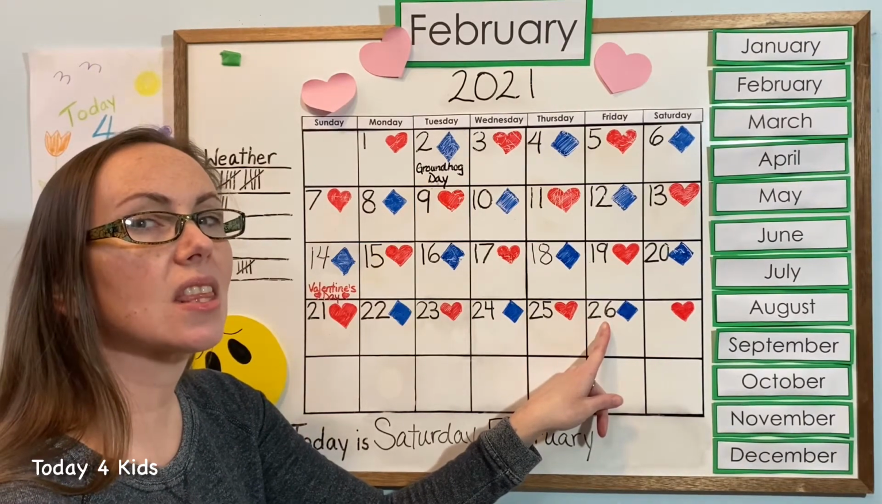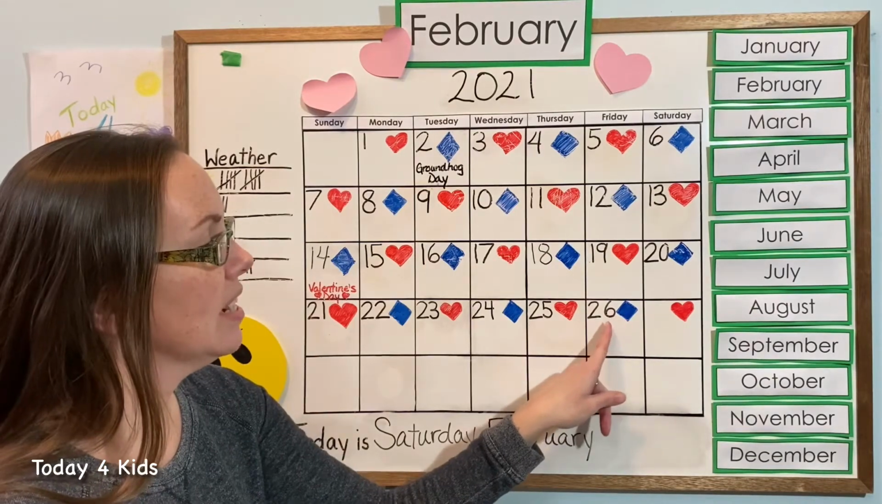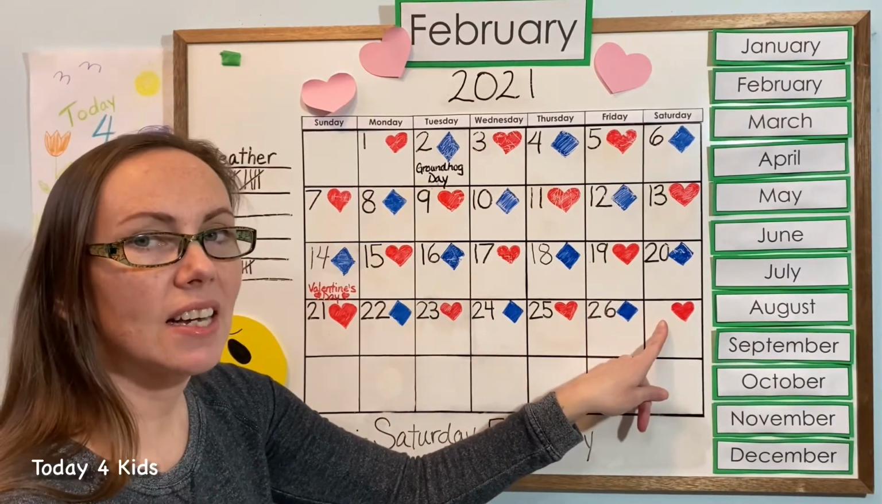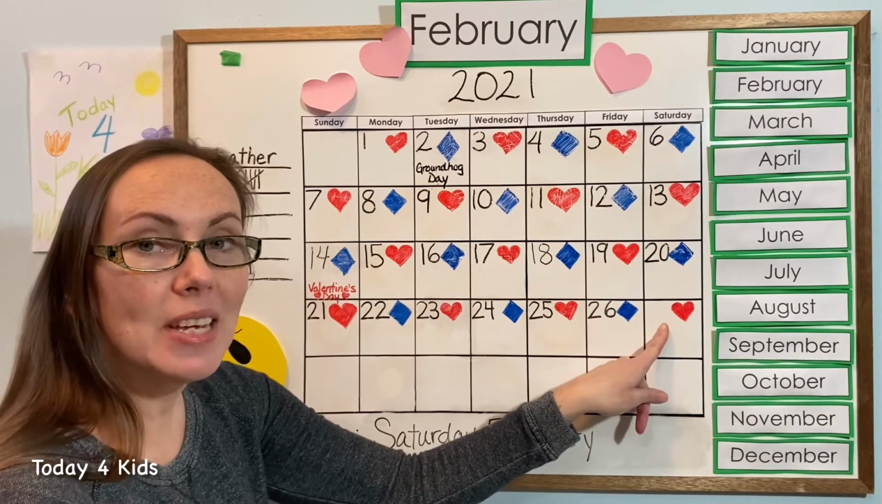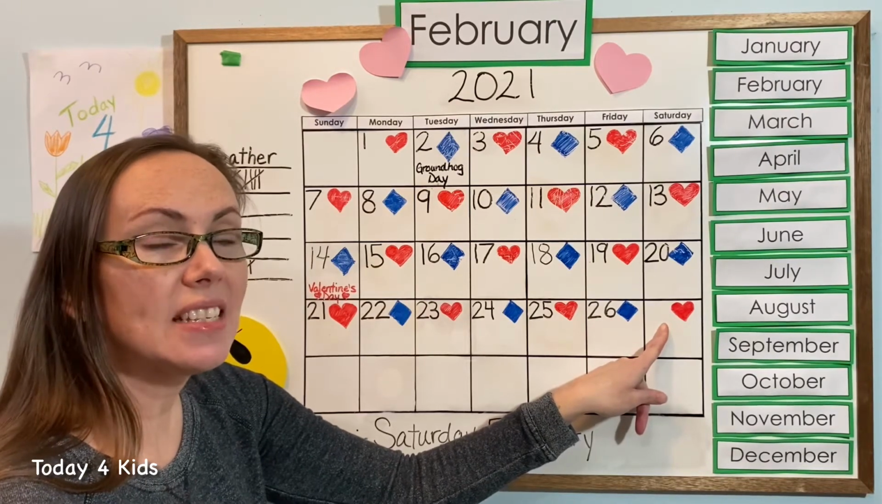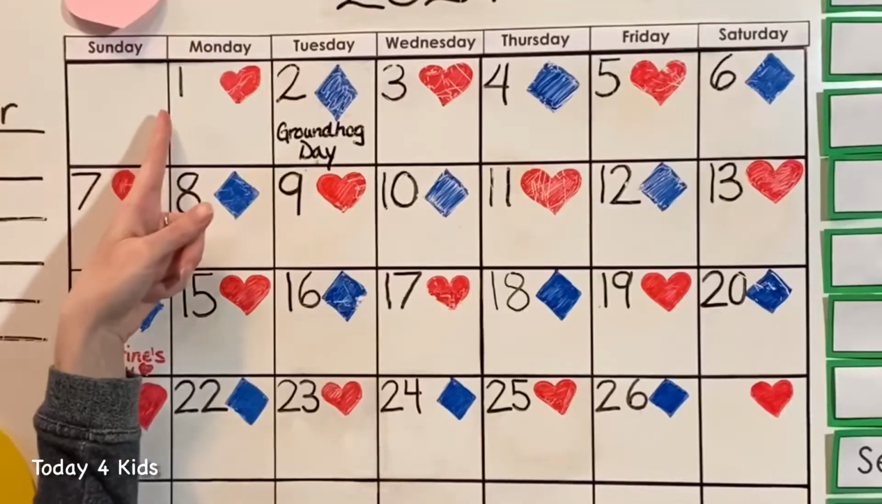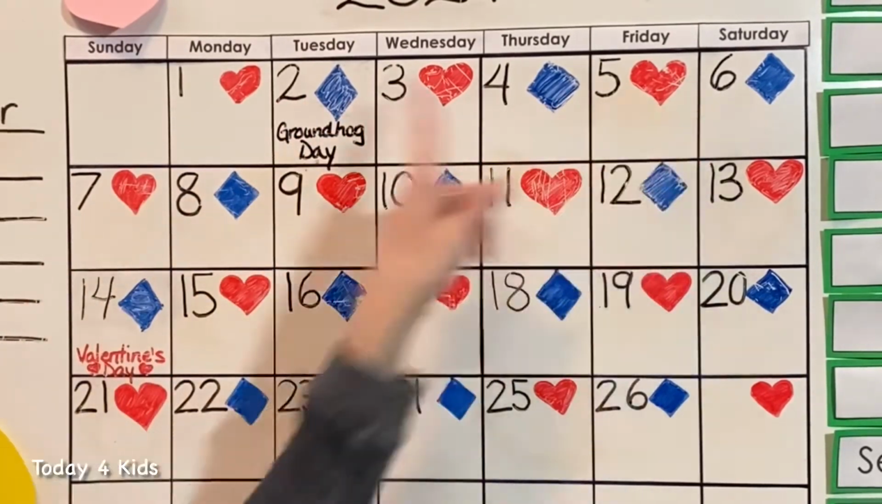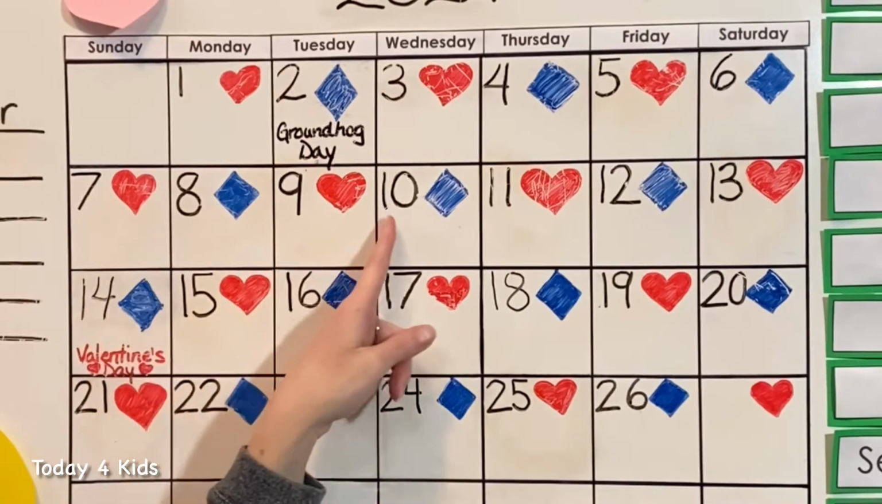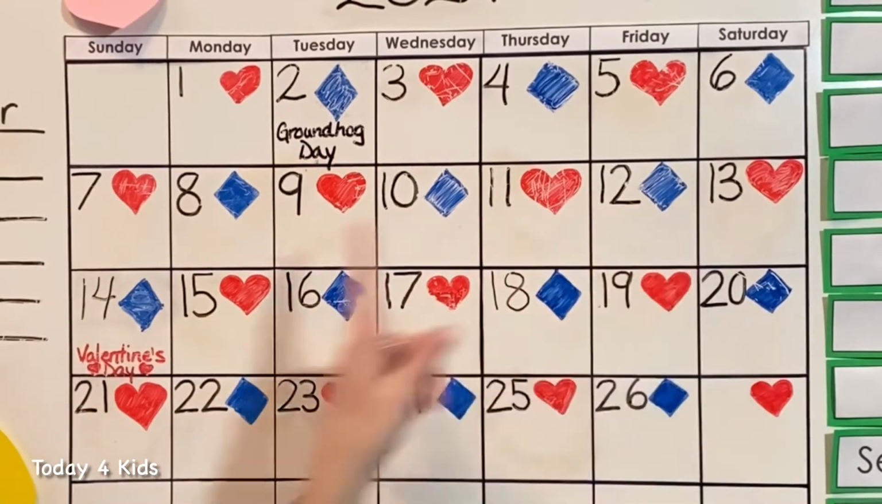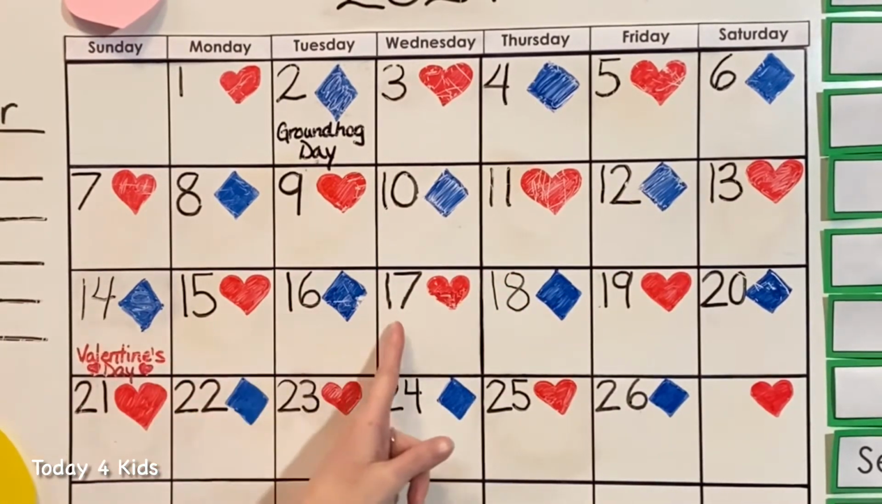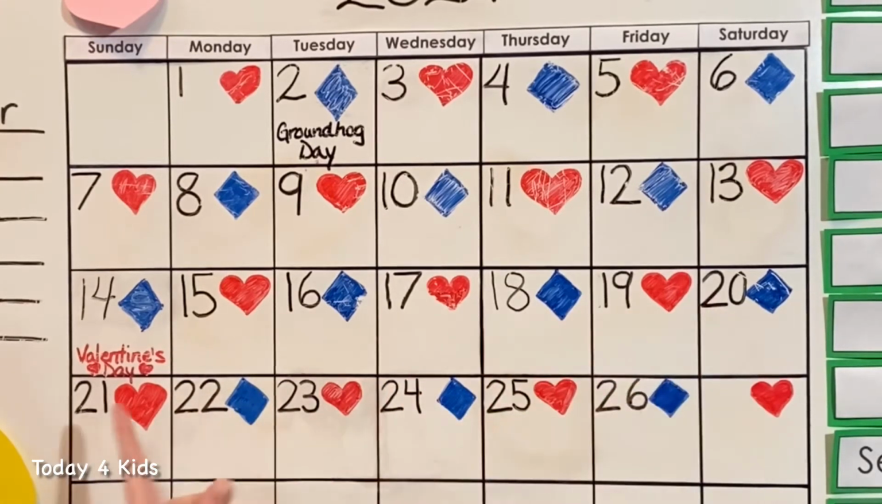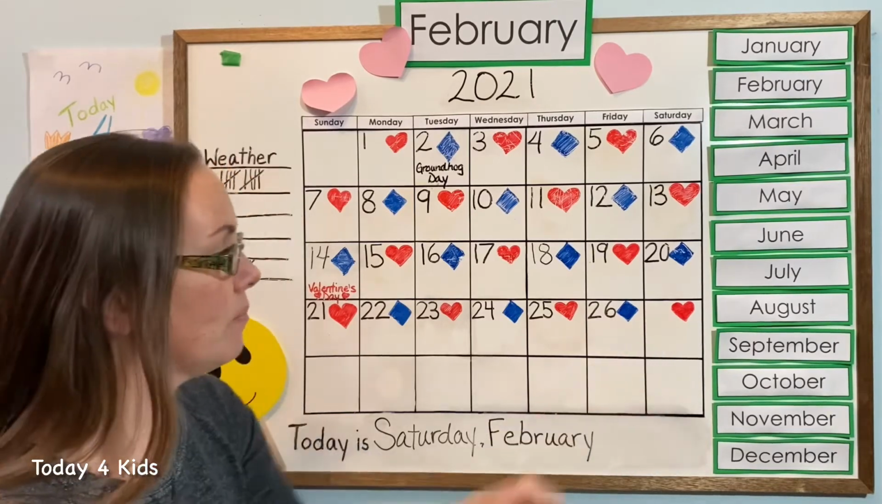26th. So what do you think comes after 26? I hear some great guesses. Let's go back to the beginning of our calendar and we'll count up all the days together and see if we're correct. Are you ready? 1, 2, 3, 4, 5, 6, 7, 8, 9, 10, 11, 12, 13, 14, 15, 16, 17, 18, 19, 20, 21, 22, 23, 24, 25, 26, 27. Did you guess 27? Good job.